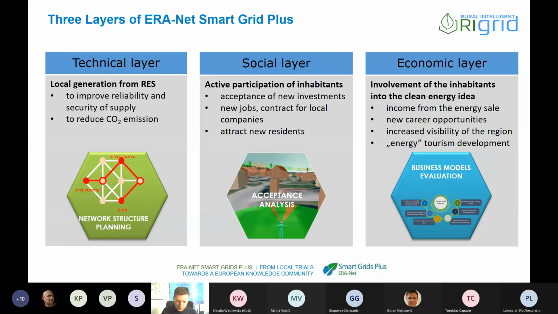The social layer was, on the one hand, the acceptance of this new infrastructure. You can see some screenshots from the tool which we developed at the bottom. But it also covered creating new jobs in the region and keeping people in the rural region, so that they are not moving to the cities. And the economic issue, of course, is dealing with the investment, so finding the optimal business models, but also opening new possibilities for the region, for example, green energy tourism or something like this.